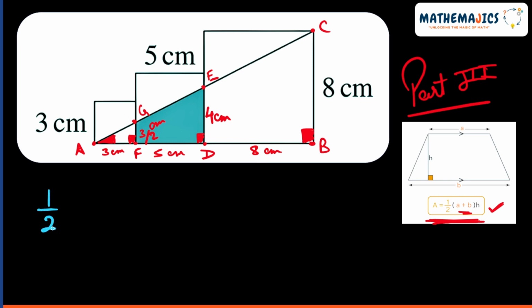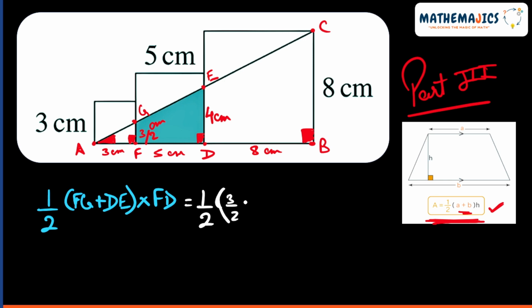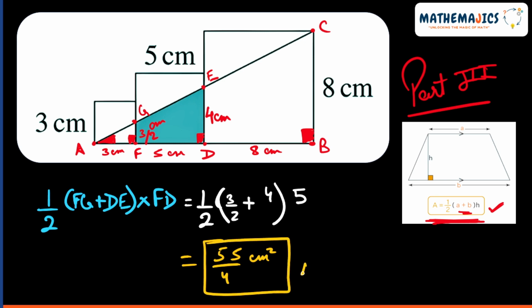So this is half times sum of parallel sides. So parallel sides are FG plus DE times height. Height is FD, correct? Now, if we use this rule, what will be the sum of parallel sides? It will be 3 by 2 plus 4 times FD. FD is 5. This will be 55 by 4 centimeter square. So this will be the area of the shaded region.